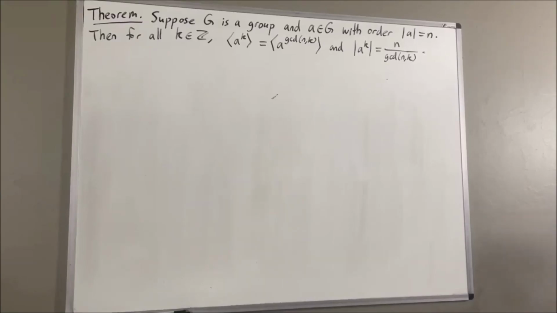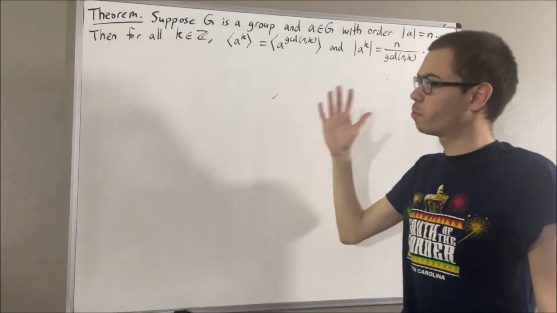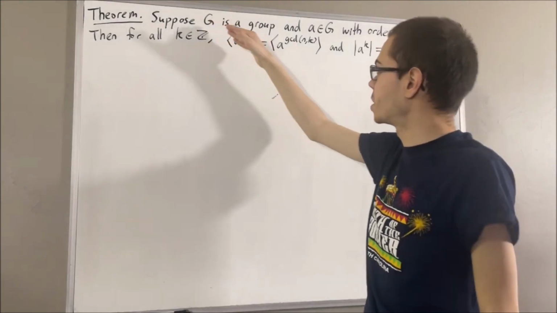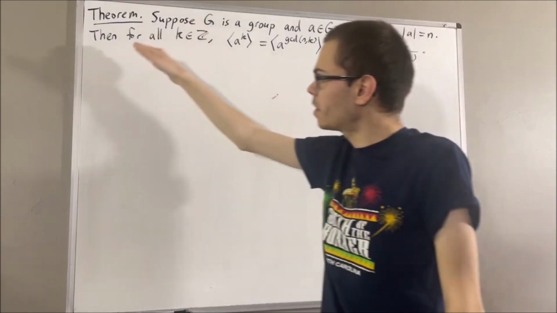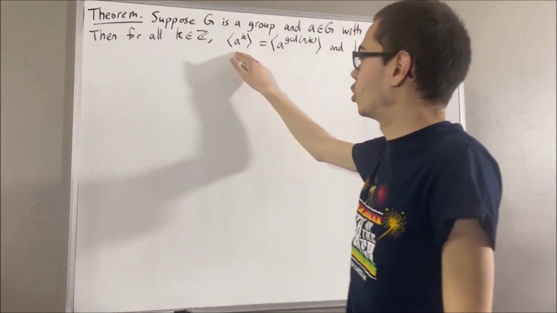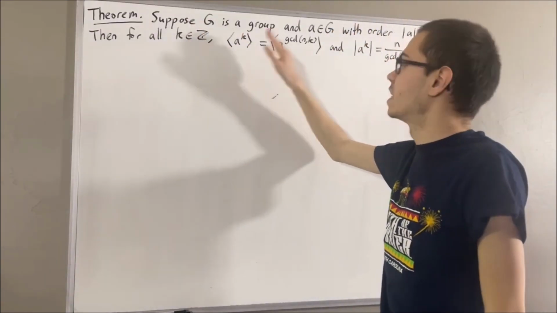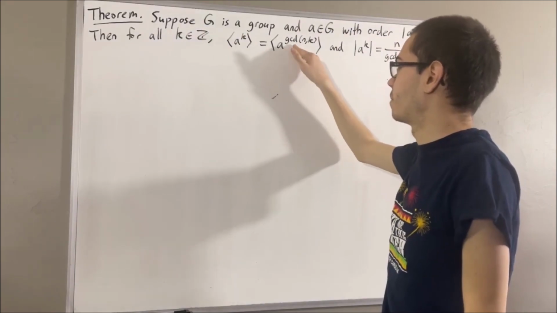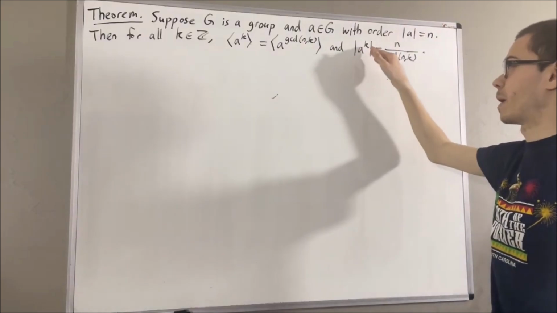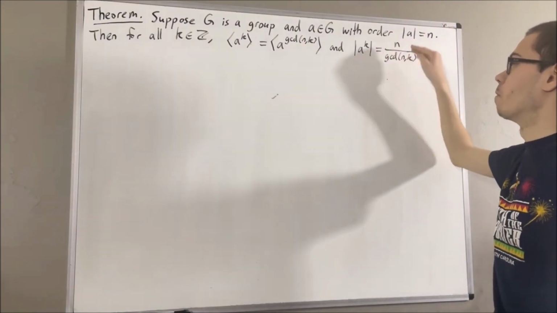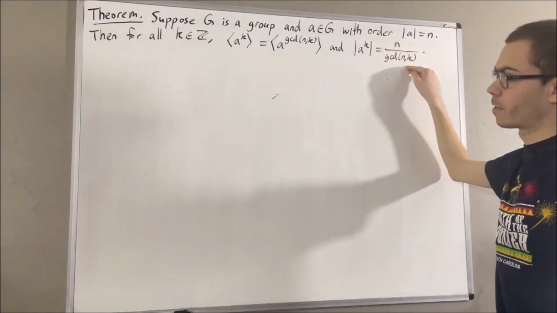Hello! In this video, we're going to prove the following theorem. Suppose G is a group and a is an element of G with order n. Then for all integers k, the group generated by a^k is equal to the group generated by a^gcd(n,k), and the order of a^k is equal to n over the GCD of n and k.